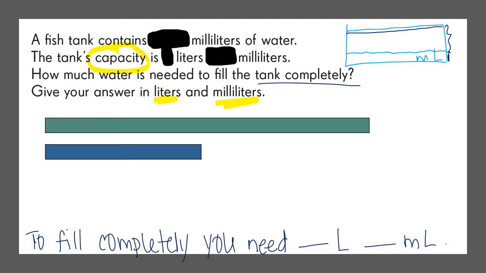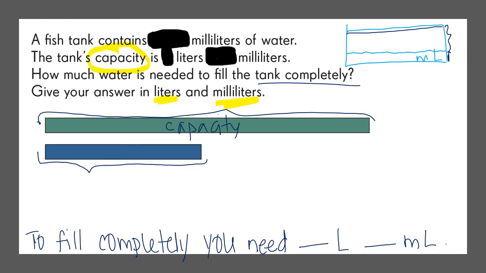So if we look at this bar model, this is the number of milliliters that's already in. This longer bar is representing how much the tank can hold, so the capacity. So we know what's in the tank already. We also will know what the capacity is. What we don't know and what we're going to have to find out is how much more do we need. I'm going to label that with an X. You can label it with a question mark. How much more do we need to fill the tank?